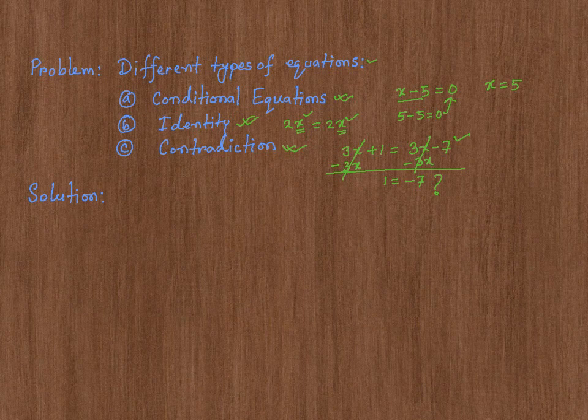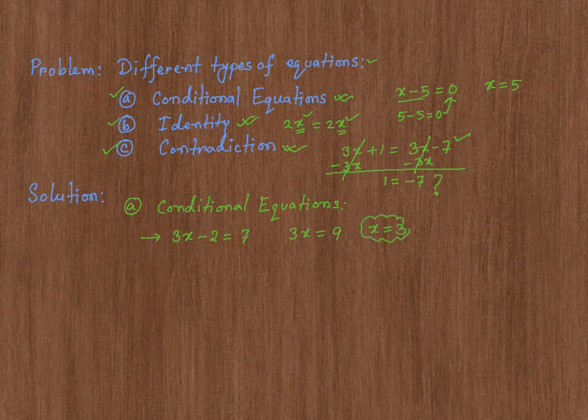Now I'm going to give you some examples that will cover all these three categories: the conditional equations, identity, and contradictions. Let's consider the conditional equations. So here is an equation, 3x minus 2 is equal to 7. As you can see, we can simplify it by adding 2 to both sides. That's going to give me 3x is equal to 9. And now if we divide both sides by 3, we get x is equal to 3.